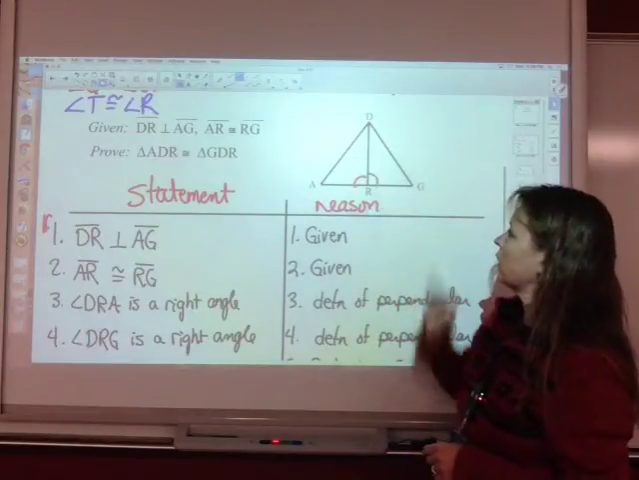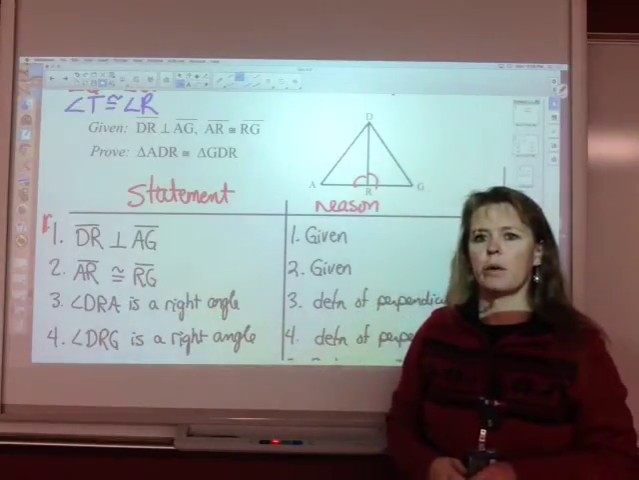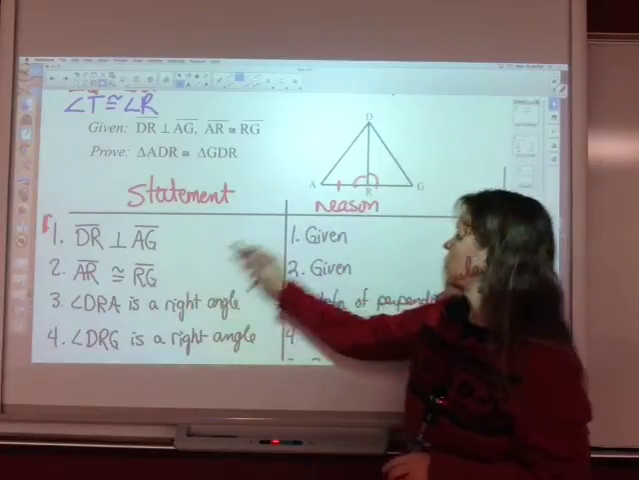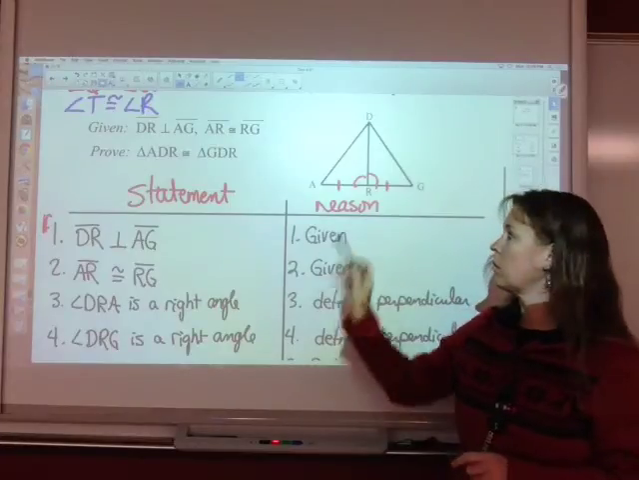So we have a pair of congruent angles. We also have a pair of congruent sides. Your pair of congruent sides, go ahead and mark it. Segment AR is congruent to segment RG. Look at how close we are. Now that we get to do shortcuts with triangles.